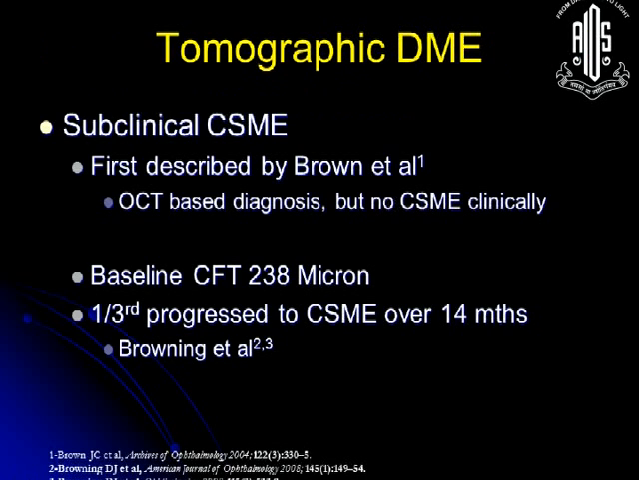Now again, there is this new classification, a new term that is used, tomographic DME or subclinical CSME. It was first described by Brown et al. and is basically an OCT-based diagnosis. These patients did not have clinically significant macular edema. Browning et al. followed up these patients and realized that nearly one-third of them progressed to CSME over a period of 14 months. The baseline CFT in these patients was 238 microns.